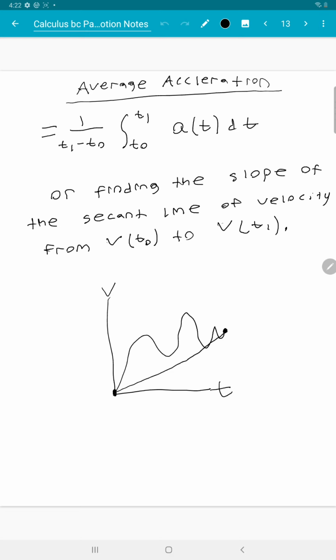But we can also, just like with velocity, find the slope of the secant line of velocity from initial velocity to final velocity, and that can also find us the average acceleration. And you already saw me do that with that other graph, but we can find this slope here, and that slope will be the average acceleration.